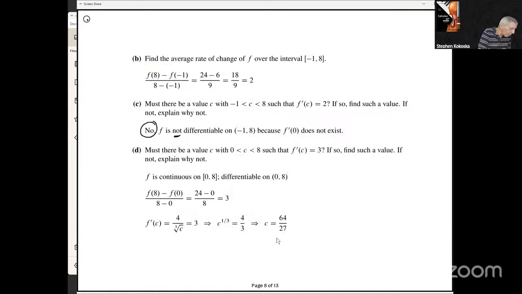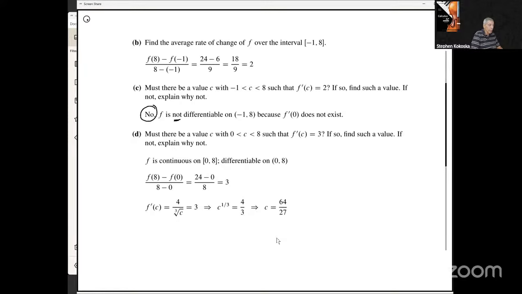Let's see, there was a part B, C, and D here. Find the average rate of change of f over the interval -1 to 8. Well, I can do that. I can find that difference quotient. It's f of 8 minus f of -1 over 8 minus -1. I think I did this correctly. Don't let me make a mistake here. I think it works out to 24 minus 6 over 9, which works out to just be a 2.